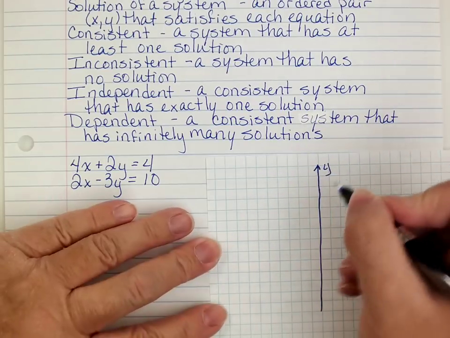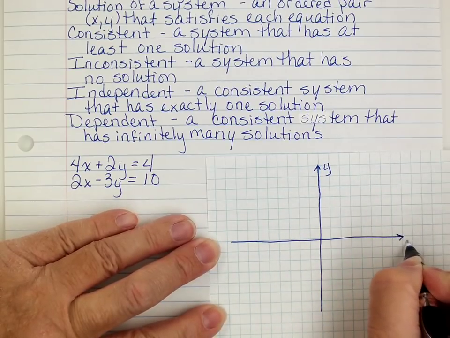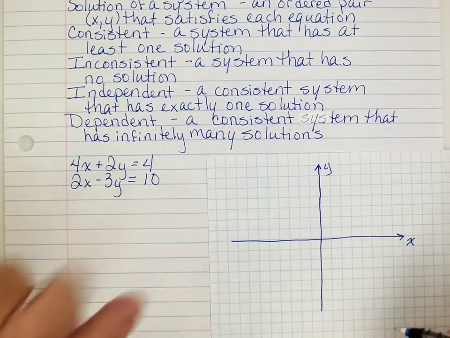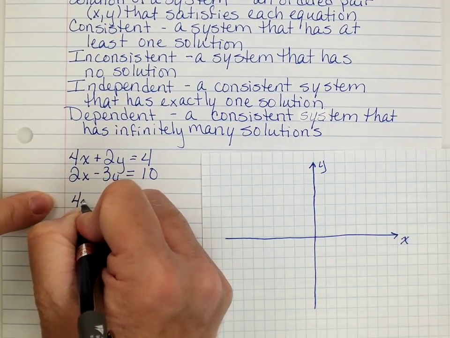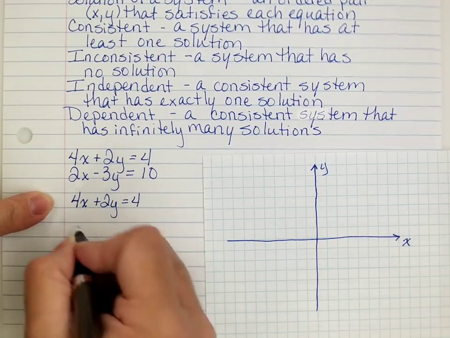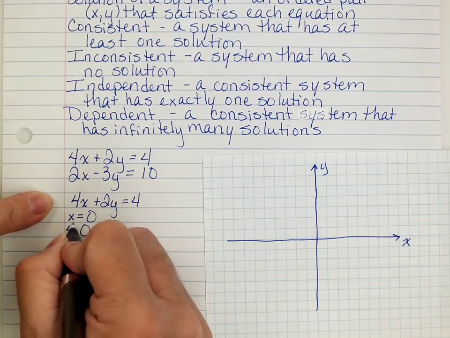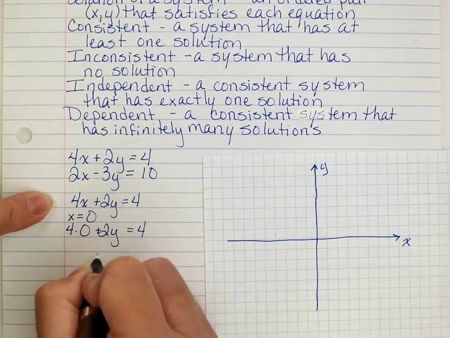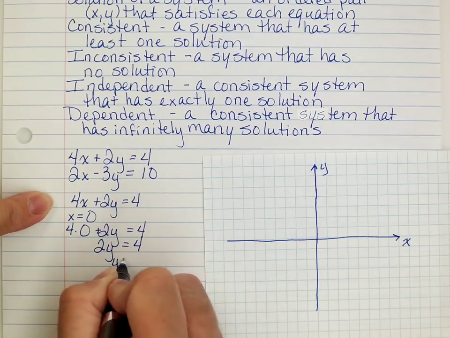So I have my y-axis, I have my x-axis. Remember, those will always need labeled. Now for my first point, I've got 4x plus 2y equals 4. In order to graph that line, first thing I'm going to do is I'm going to set x equal to 0. So I'm going to have 4 times 0 plus 2y equals 4, which gives me 2y equals 4, which tells me that y equals 2.